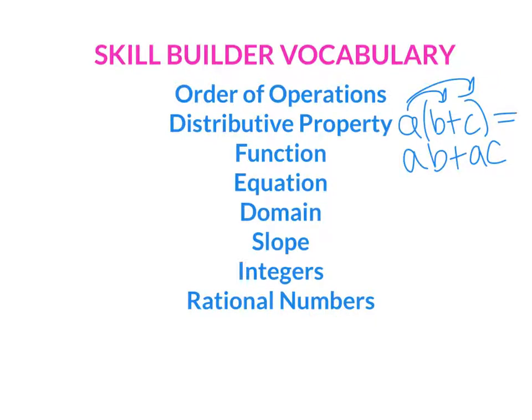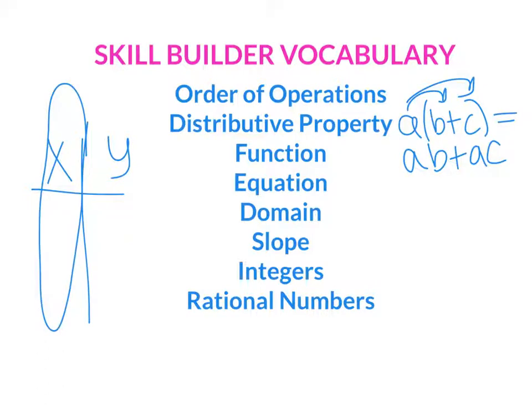Next word is domain. That is the set of first elements in an ordered pair or table. It's also all of the x values. So what that means is if you have a table with an x and a y, your domain is going to be the first set of elements because it's your x elements. Next word is slope, and that is the ratio of rise over run. So the ratio of rise to run.